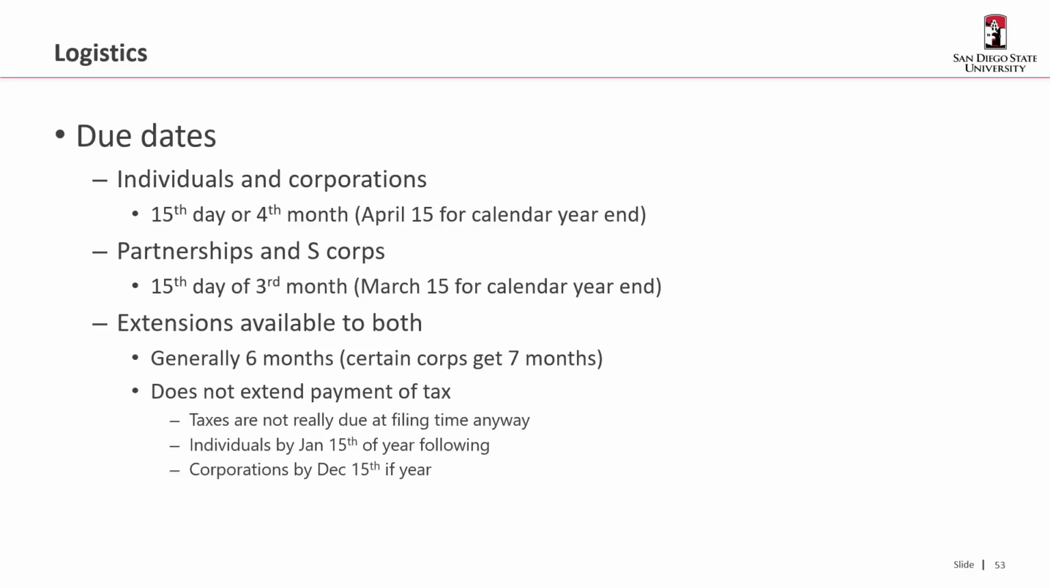When you file for an extension of your individual tax return, that is not an extension for your payment of taxes. Taxes aren't really due at the time of filing anyway. Technically, they're due by January 15th of the year following. Individuals are required to either have withholding or make estimated tax payments to pay, for the most part, all of their tax by January 15th of the year after the tax year. Corporations are required to pay their taxes by December 15th of the actual tax year.